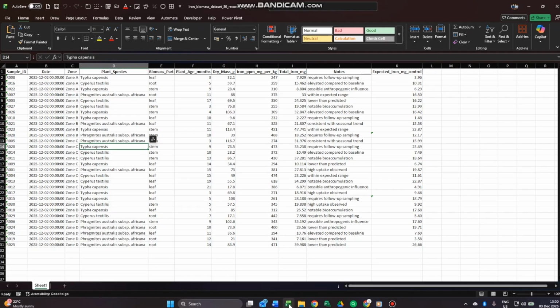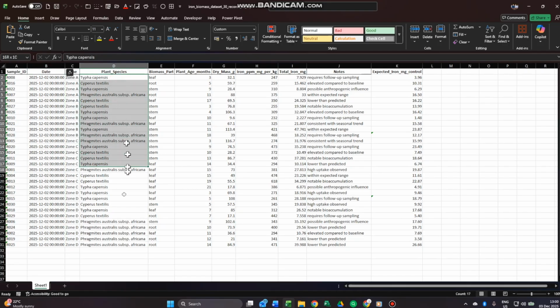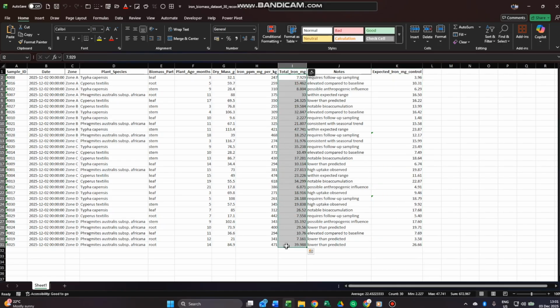We've got 30 records. And you can see the date that this was sampled. You can see the plant species and which zone in the area it was localized at. There's the part of the biomass studied, the age of the plant in months, but here's the expected control. That's what is normal for the plants, but our total hasn't been in fact measured as such.